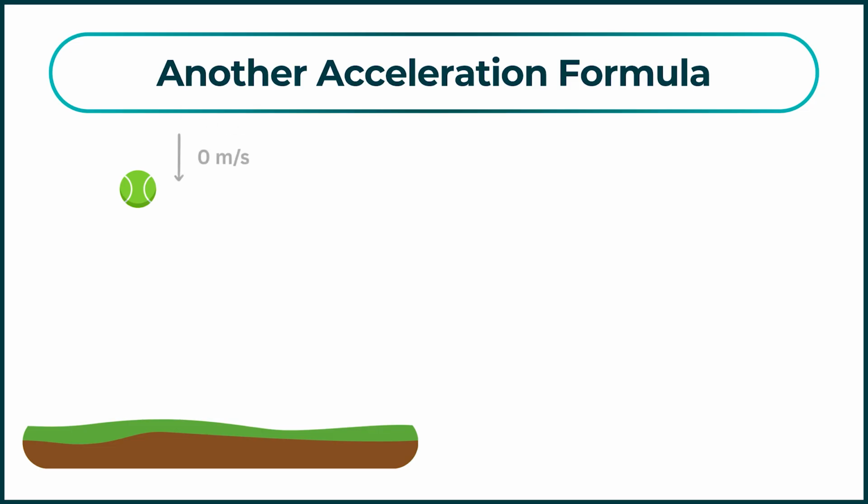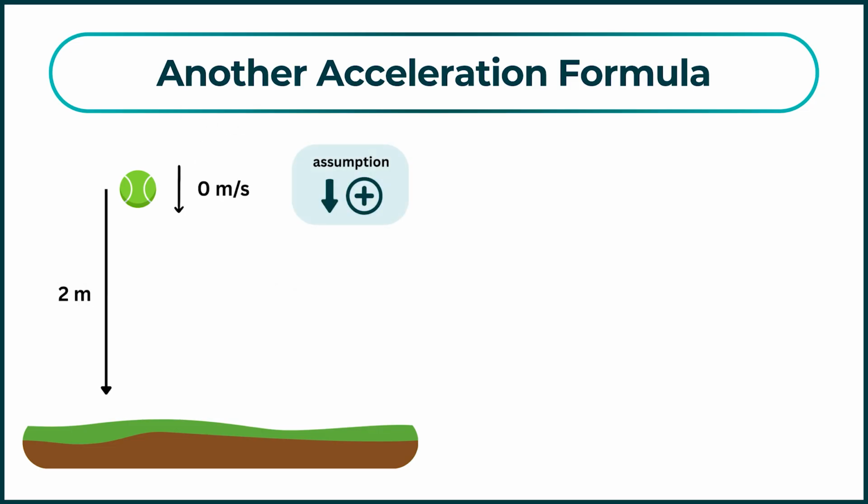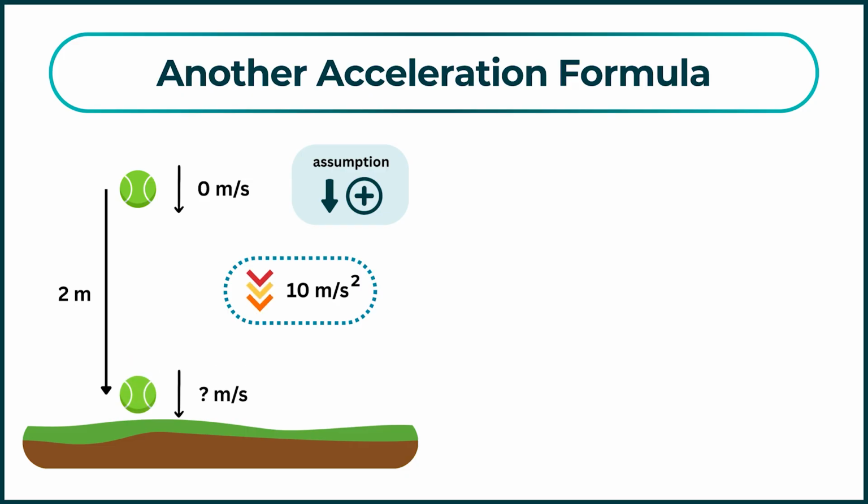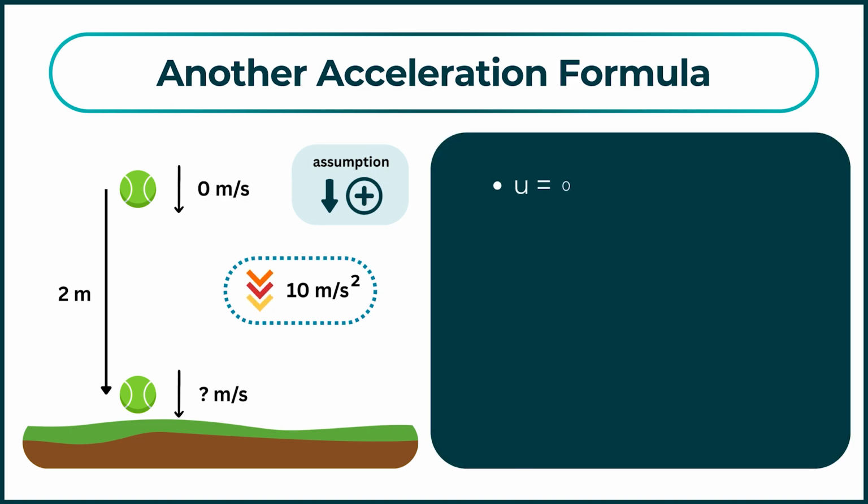A tennis ball is dropped from rest at a height of 2 meters above the ground. Given that the acceleration due to gravity is 10 meters per second squared, what will be the ball's final velocity just before it hits the ground? So, initial velocity would be 0 meters per second. Acceleration would be 10 meters per second squared acting downwards. The displacement would be 2 meters acting downwards. What will be the final velocity?